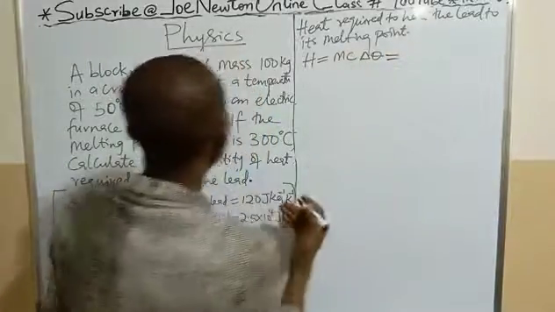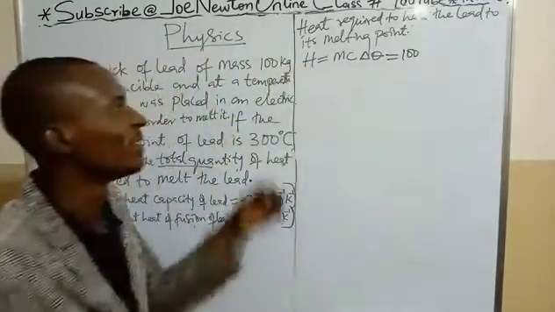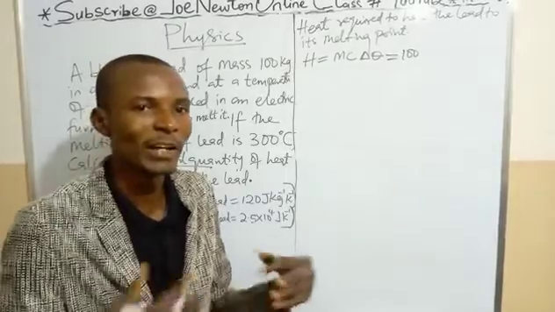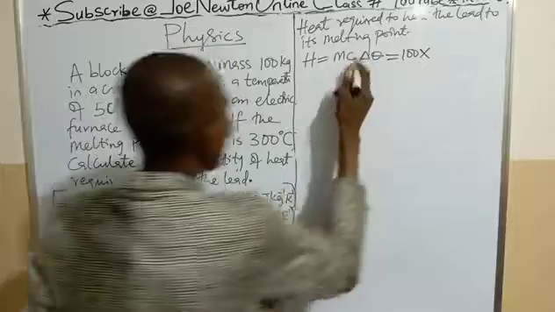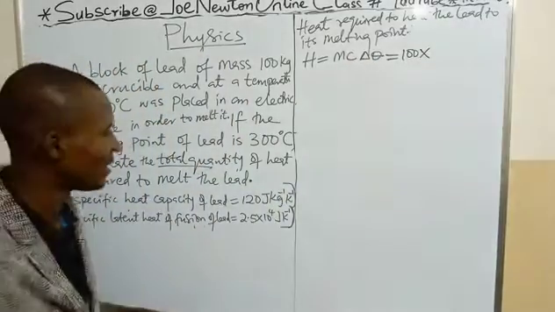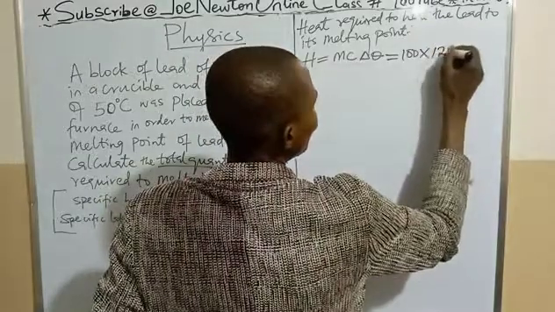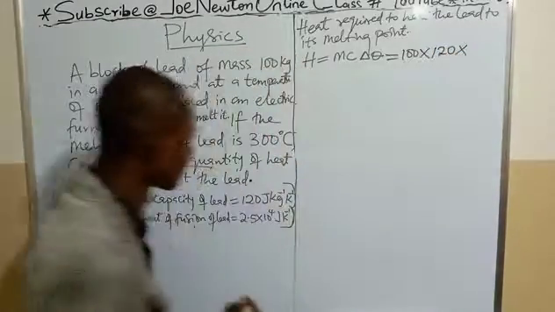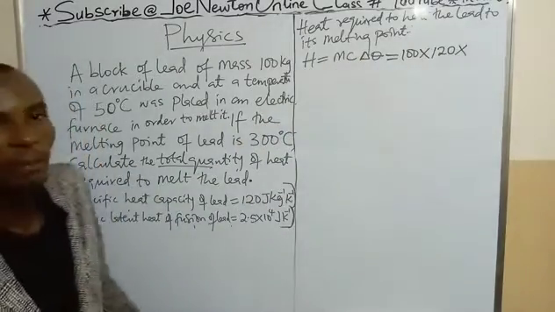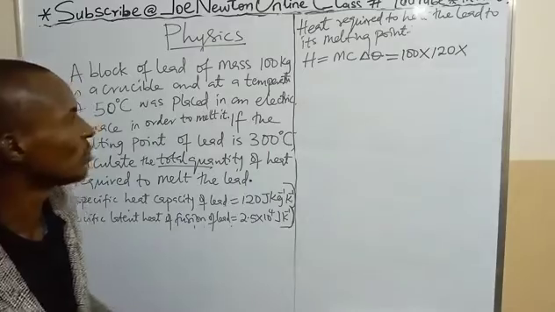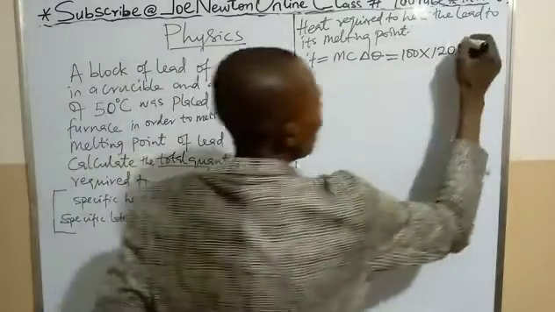We have our mass here is 100 kilogram. It's already in standard unit. And even if that is in gram, you change it to kilogram by dividing by 1000, times our specific heat capacity of the lead given, 120 joule per kilogram per Kelvin, times the temperature change: the final temperature of the lead, which is the melting point, given as 300 degrees Celsius, while the initial temperature before heating was 50 degrees Celsius.